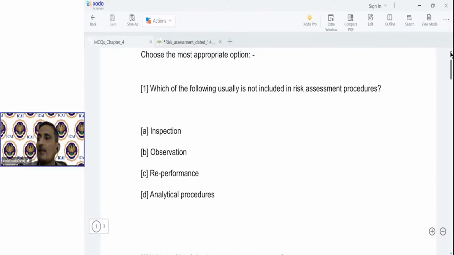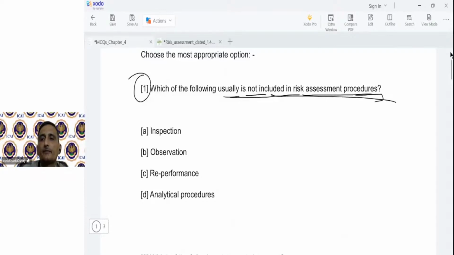Question number 1. Which of the following usually is not included in risk assessment procedures? अब बताइए स्टूडेंट्स, कैसे एमसीक्यू कैसे करना है आपको एग्जाम में स्टूडेंट्स. नाउ सपोज दिस इज द क्वेश्चन.